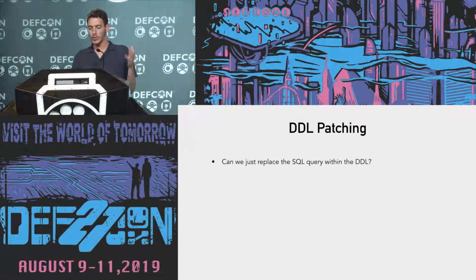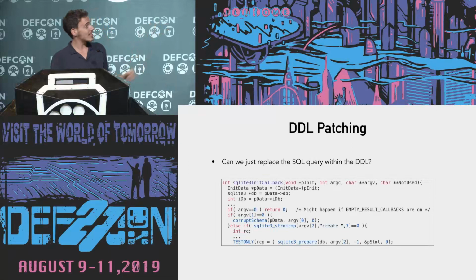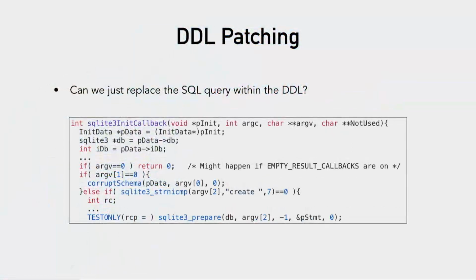So then we thought about what about DDL patching? Can we simply replace the SQL query within the DDL? And it turns out that this is the callback function that I mentioned, and you see that the DDL is verified to begin with create space, and only then it moves on to preparation. So that's actually a constraint. Our DDL must begin with create.